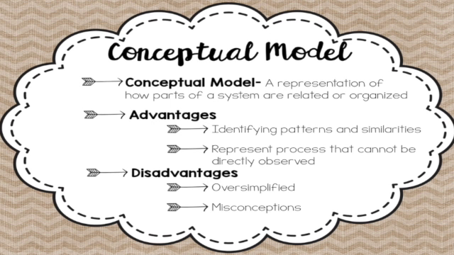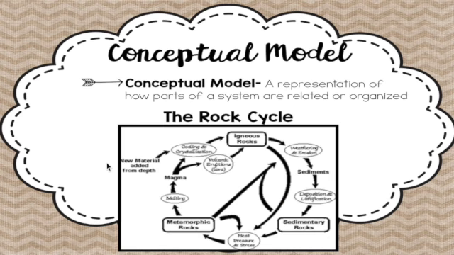A conceptual model is a representation of how parts of a system are related or organized. The advantages of using a conceptual model are to identify patterns and similarities, and also to represent processes that cannot be directly observed. The disadvantage is that it can lead to misconceptions or misunderstandings, and it can be oversimplified. Here's a great picture of a conceptual model. It's the rock cycle, which I'm sure you've seen before. The water cycle would also be a conceptual model.